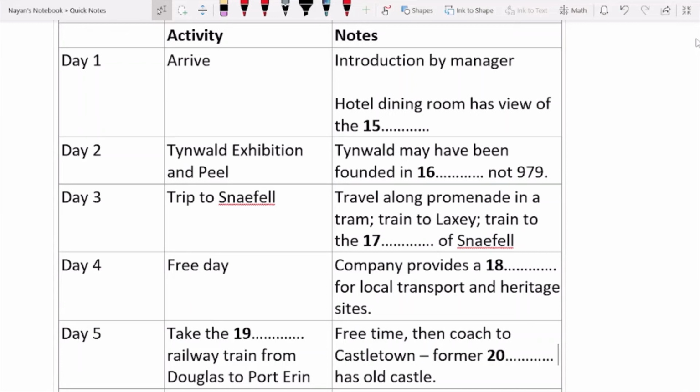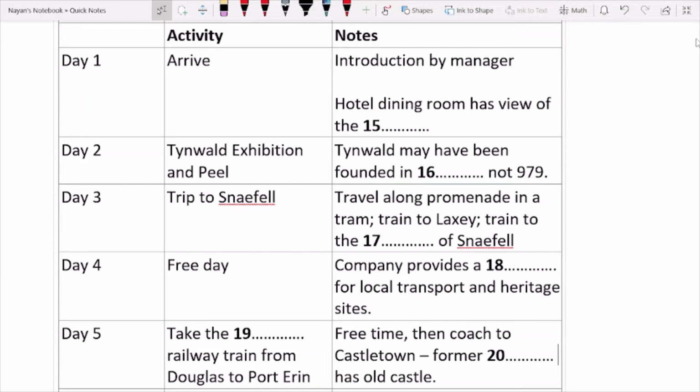On day 2, you'll take the coach to the small town of Peel, on the way calling in at the Tynwald exhibition. The Isle of Man isn't part of the United Kingdom, and it has its own parliament called Tynwald. It's claimed that this is the world's oldest parliament that's still functioning, and that it dates back to 979. However, the earliest surviving reference to it is from 1422, so perhaps it isn't quite as old as it claims.